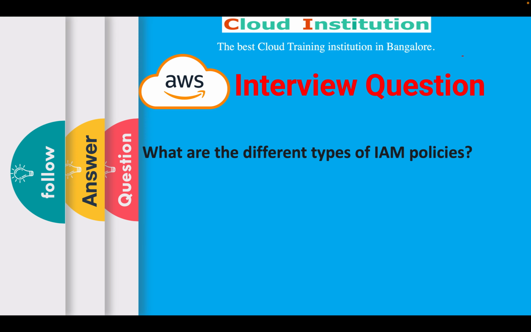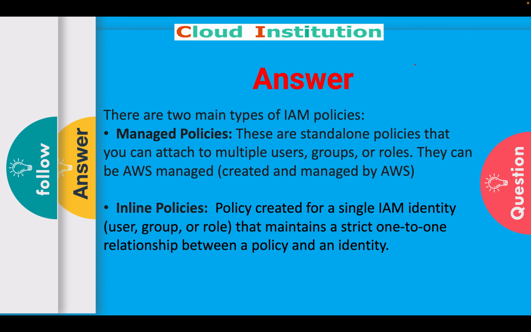As you can see, previously we have seen policies. What are policies? Policies are a kind of permissions that can be attached to specific users, groups or roles, right? So what are the different types of IAM policies? There are two types of IAM policies. One is managed policies, another one is inline policies.